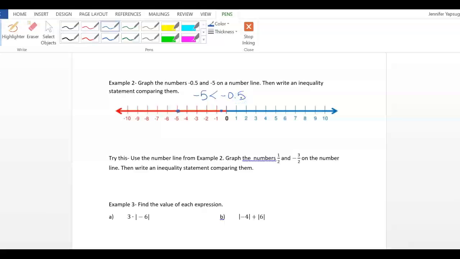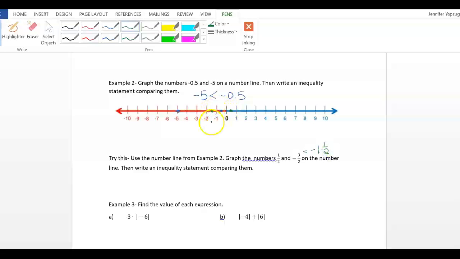All right, so go ahead and pause the video and try this next example. Okay, so I'm going to switch my color again. So I have used the number line from example 2, and I'm going to graph the numbers 1/2 and -3/2 on the number line, and write the inequality statement comparing them. So 1/2 I know is in between 0 and 1, so I'm going to put a green dot right here. And then -3/2, that's going to be on the red side, and if I simplified this, that would be -1 1/2. So that's going to be about right here.